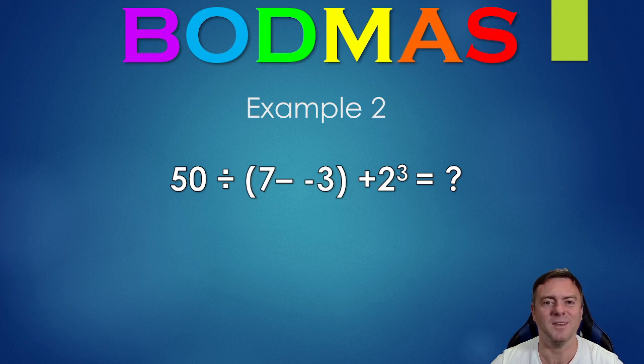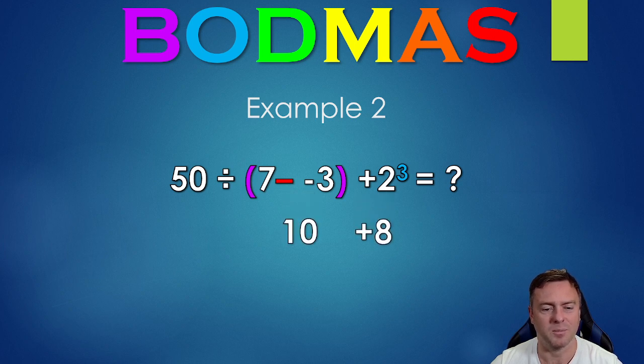So if you had a play, this is what you should have done. Solve the brackets first, and then potentially the power as well. So by doing this first, 7 minus -3 actually becomes 7 plus 3, which gives you 10. Then you've got plus 8, and then 50 divided by 10 plus 8.